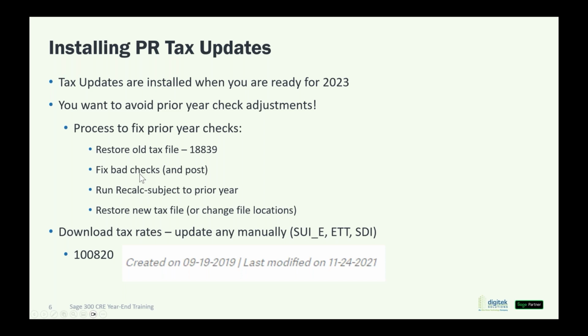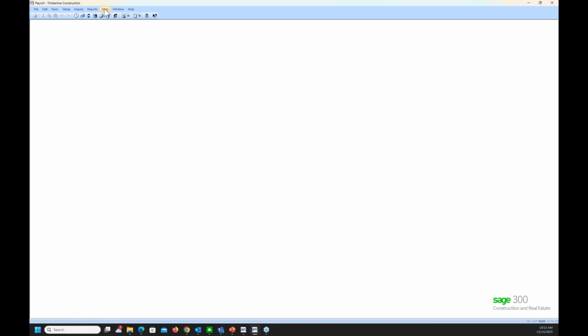If you're trying to do something for a 2023 check and I've already updated to the 2024 taxes, you're going to need to walk through this process. Prior to fixing those 2023 checks, you need to restore your old tax file so it has the old rates. There's a KB article about doing that. Fix your bad checks. You run a recalculate subject to prior year task. Now that task is found here in payroll under Tools, Recalculate Subject To.